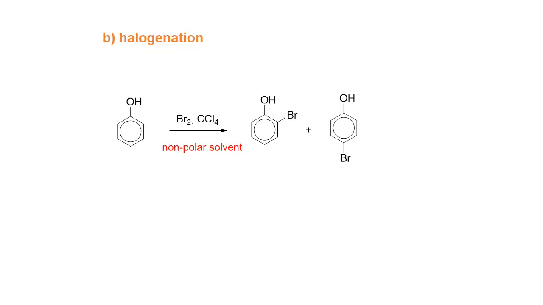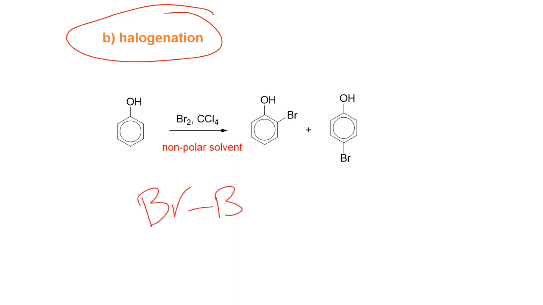The second reaction is halogenation. Halogenation is another example of electrophilic aromatic substitution. Br2, we can consider this as an electrophile. Why an electrophile? Because both are electronegative atoms bonded to each other, and they don't like this. They would like to go to an atom from which they can withdraw electrons, because they're highly electronegative.